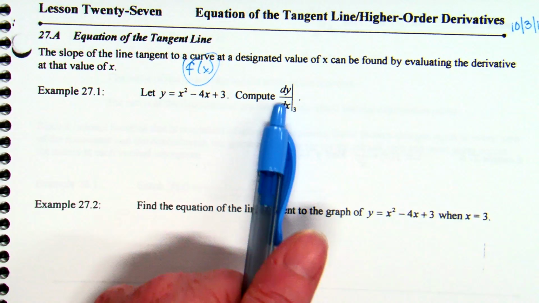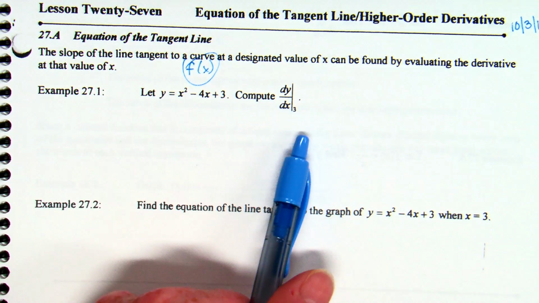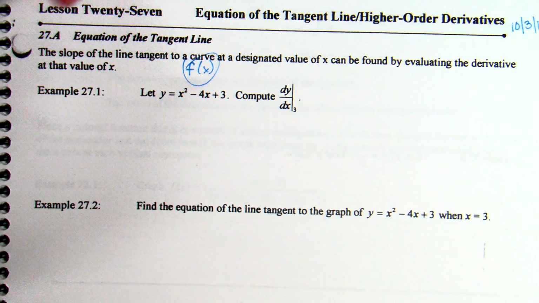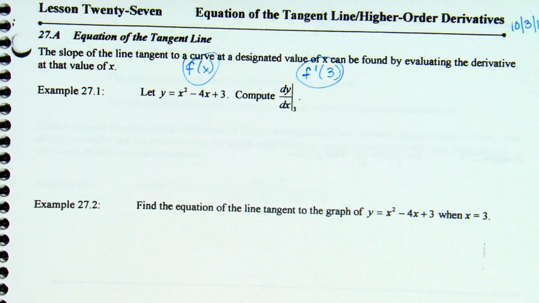They're asking me to compute dy dx. What does dy dx mean? That's one of our ways of saying derivative. The little line with 3 means evaluated at x equals 3. So we're going to find f prime of 3. We're going to find the derivative and evaluate it at 3. And when I say evaluate, I mean put 3 into the equation.